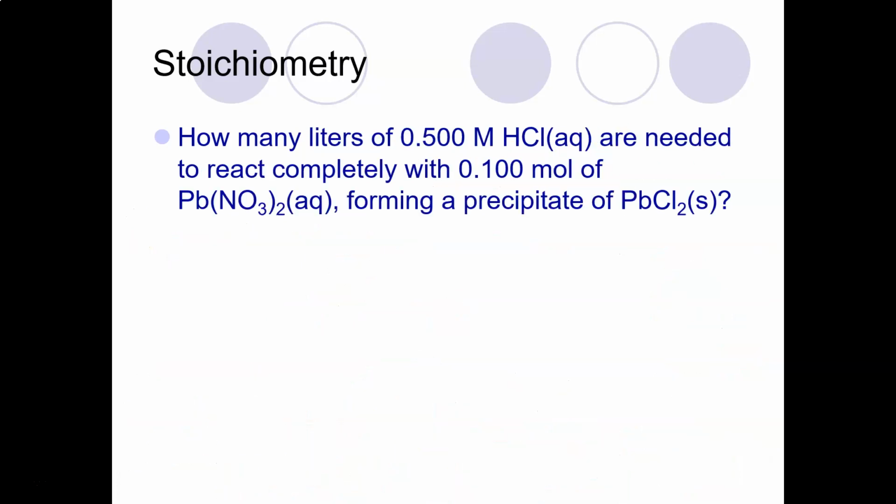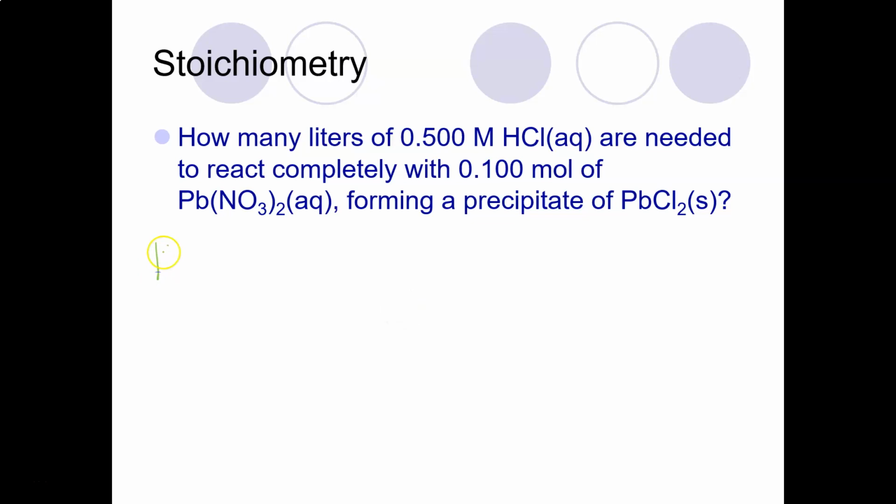So here's another one. How many liters of 0.500 capital M, so molarity of hydrochloric acid, are needed to react completely with 0.100 moles of lead 2 nitrate, forming a precipitate of lead 2 chloride? It mentions a bunch of different chemicals in here, and we do not have a balanced equation, so I'm going to start there. So I need to read this question and figure out how to set this up. So how many liters of hydrochloric acid are needed to react completely with 0.1 moles of lead 2 nitrate?